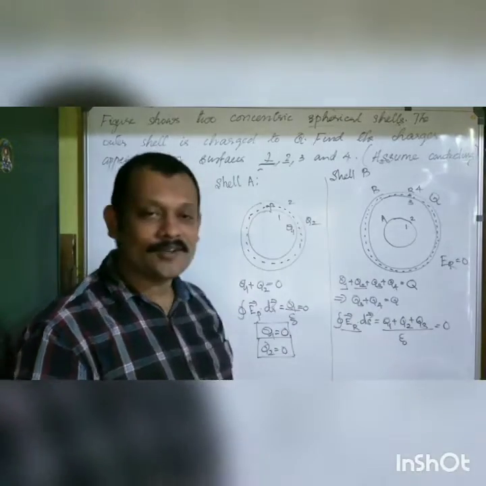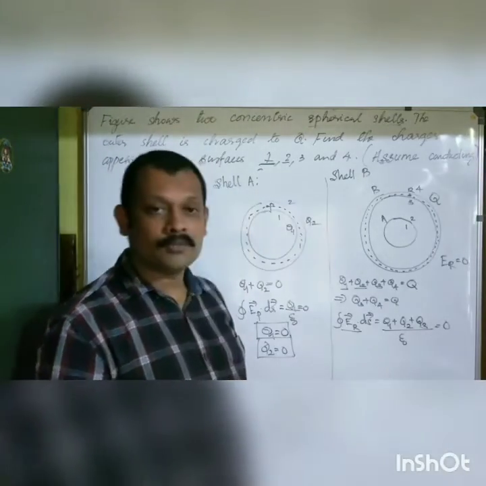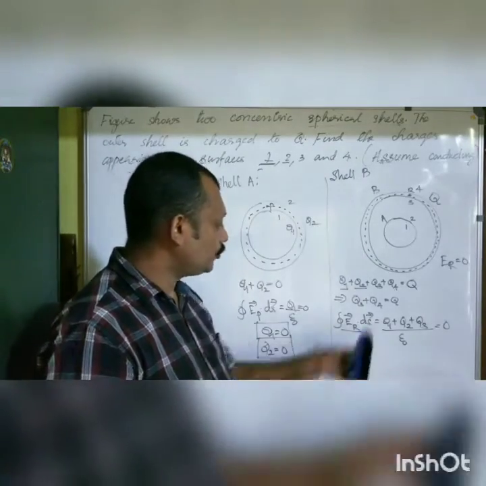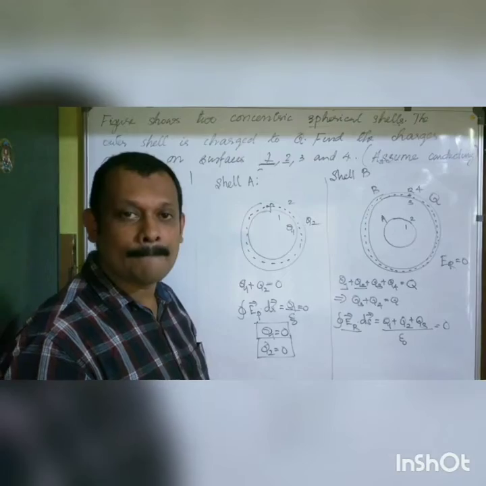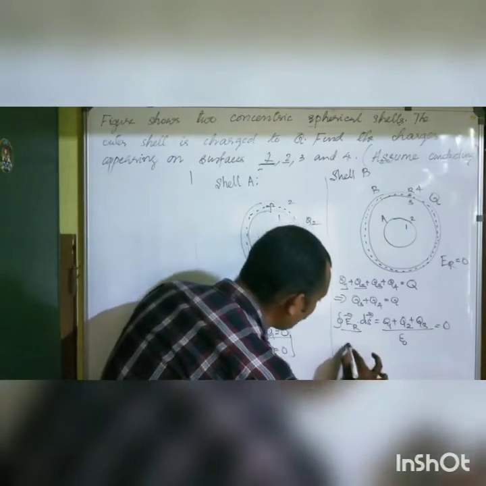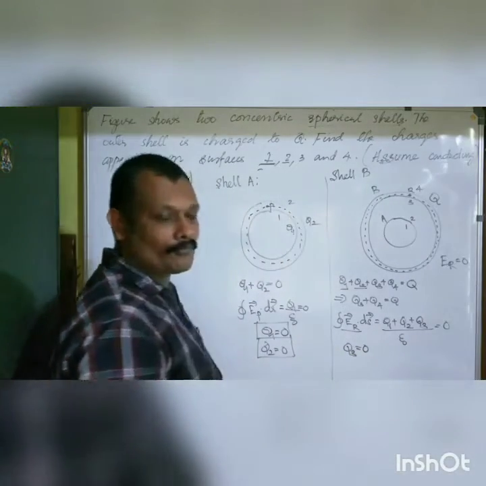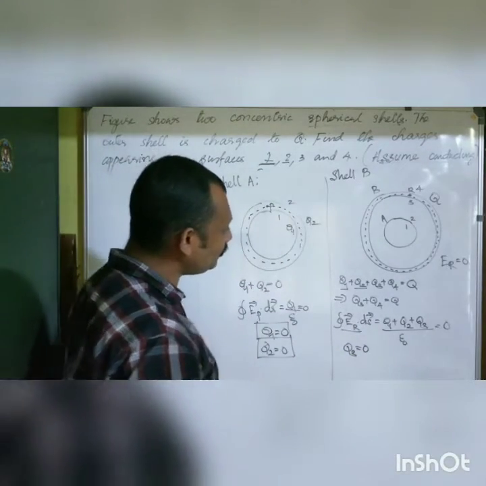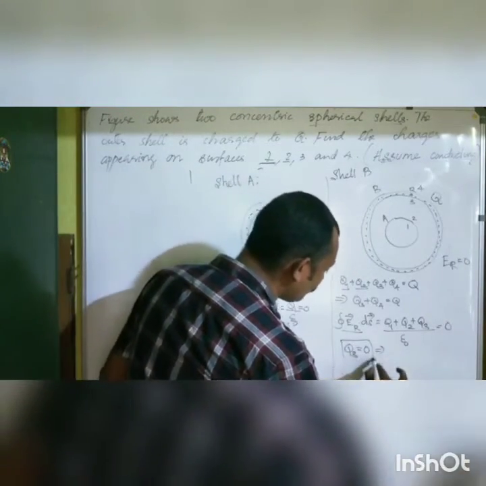But what is Q1 equal to? Already we got that, 0. Q1 is equal to 0. Q2 is equal to 0. Now what is going to be Q3? It's very simple now. Q3 is equal to, yes, 0. Which means, okay, I got Q3 is equal to 0.